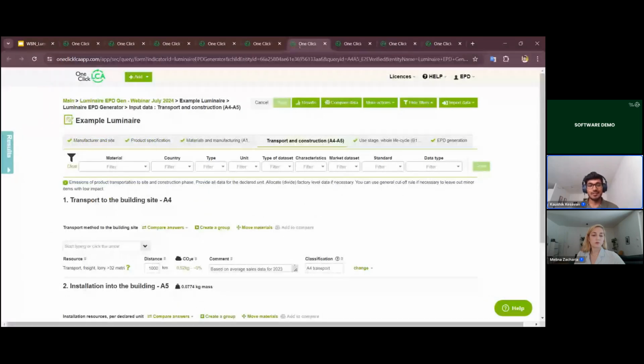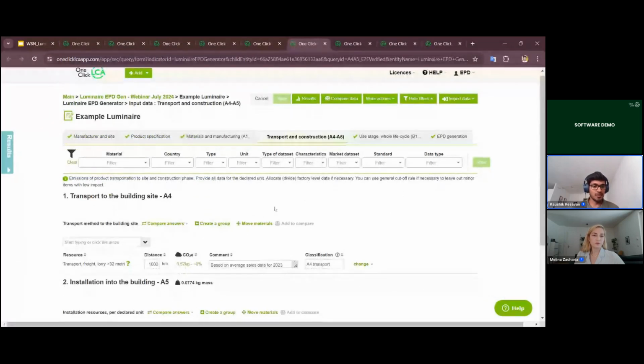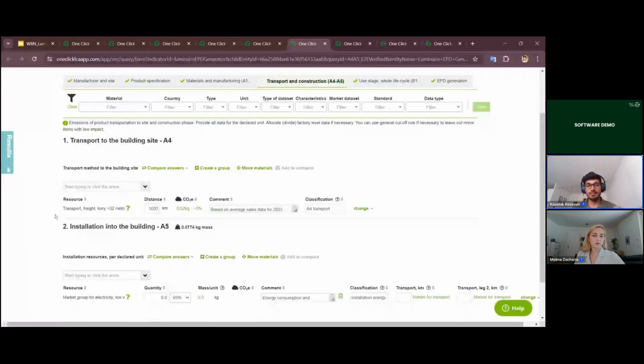And then we move to the transport to the building site. Here it's a bit more simplified than how things were in the normal tool. I'll say that as well, because earlier you had to enter the quantity, the distance, as well as the resource. But here the quantity is just not shown. It's automated in the background. So let's call it semi-automated.